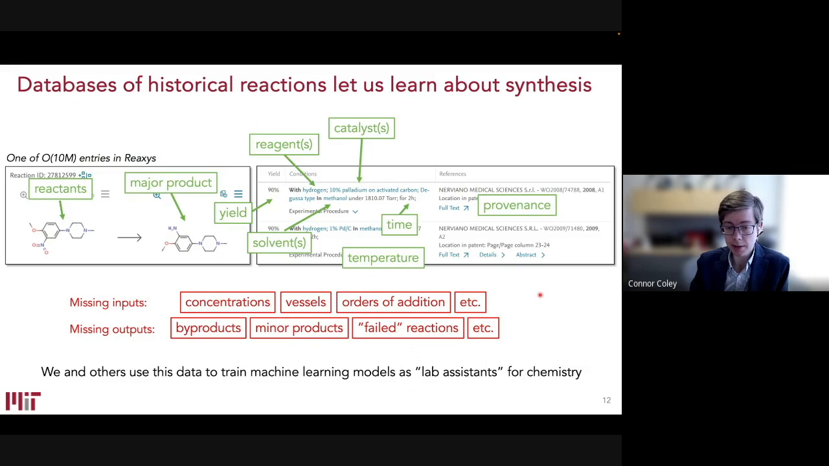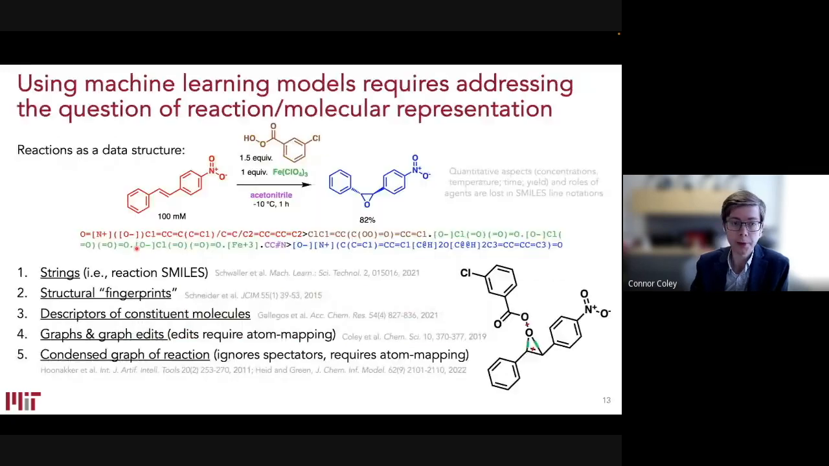Now, to learn from these reactions requires treating them a little bit more formally as a data structure for statistical learning. So this is one way of drawing a single step chemical reaction. It transforms this reactant into this product. It uses these two reagents, MCPBA, this drawn out molecule, and this iron chlorate catalyst. And it uses acetonitrile as a solvent. It's run cold for 1 hour.